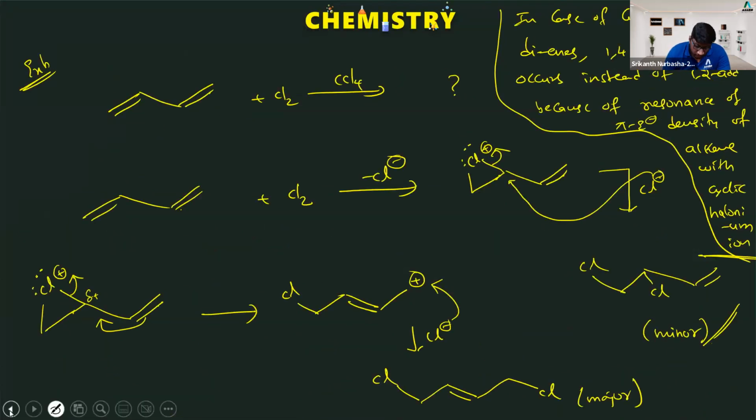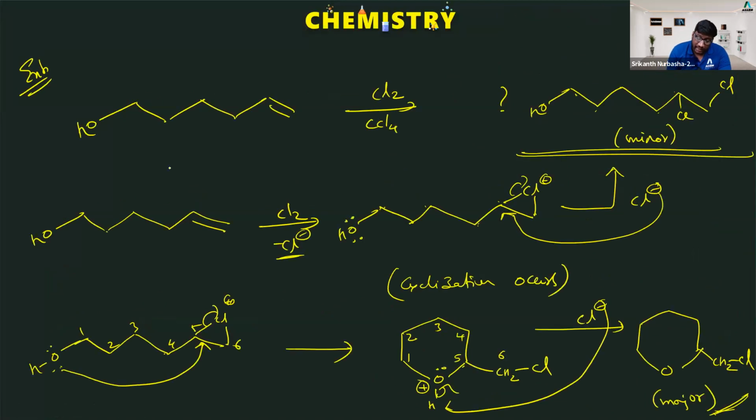Examples: 1,4 addition occurs in the presence of conjugated dienes. Why? Because whatever the 3-member ring is formed, the ring cleavage will occur because of resonance, not the nucleophilic attack happening directly. So 1,4 addition occurs in the presence of conjugated dienes. In the case of a nucleophilic atom present in the long chain only, then what happens? Cyclization can occur. Yes or no? Like we have taken a long chain where we have an OH group present on one of the carbon atoms. Since oxygen has lone pair of electrons, it can act as a nucleophile and attack the electrophilic center, and cyclization can also occur.